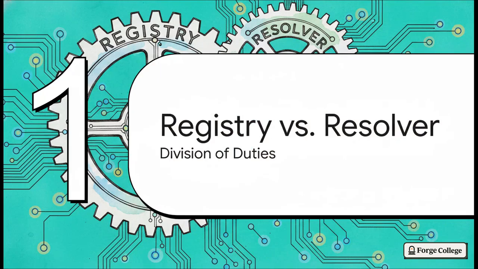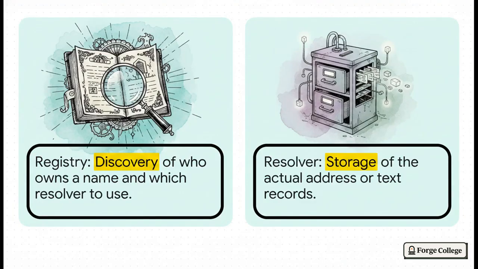Section 1. Registry versus resolver. We began our blueprint by looking at the two fundamental gears of the ENS machinery, and it's a brilliant division of labor. On the discovery side, we've got the registry. Think of the registry as a highly efficient, slightly bureaucratic operator that tells you exactly who owns what and, crucially, which filing cabinet you need to check. Then, on the storage side, you have the resolver. That is the actual filing cabinet. It holds the specific data you're looking for, like the real wallet address or text records. So the registry points the way, and the resolver actually hands over the goods.